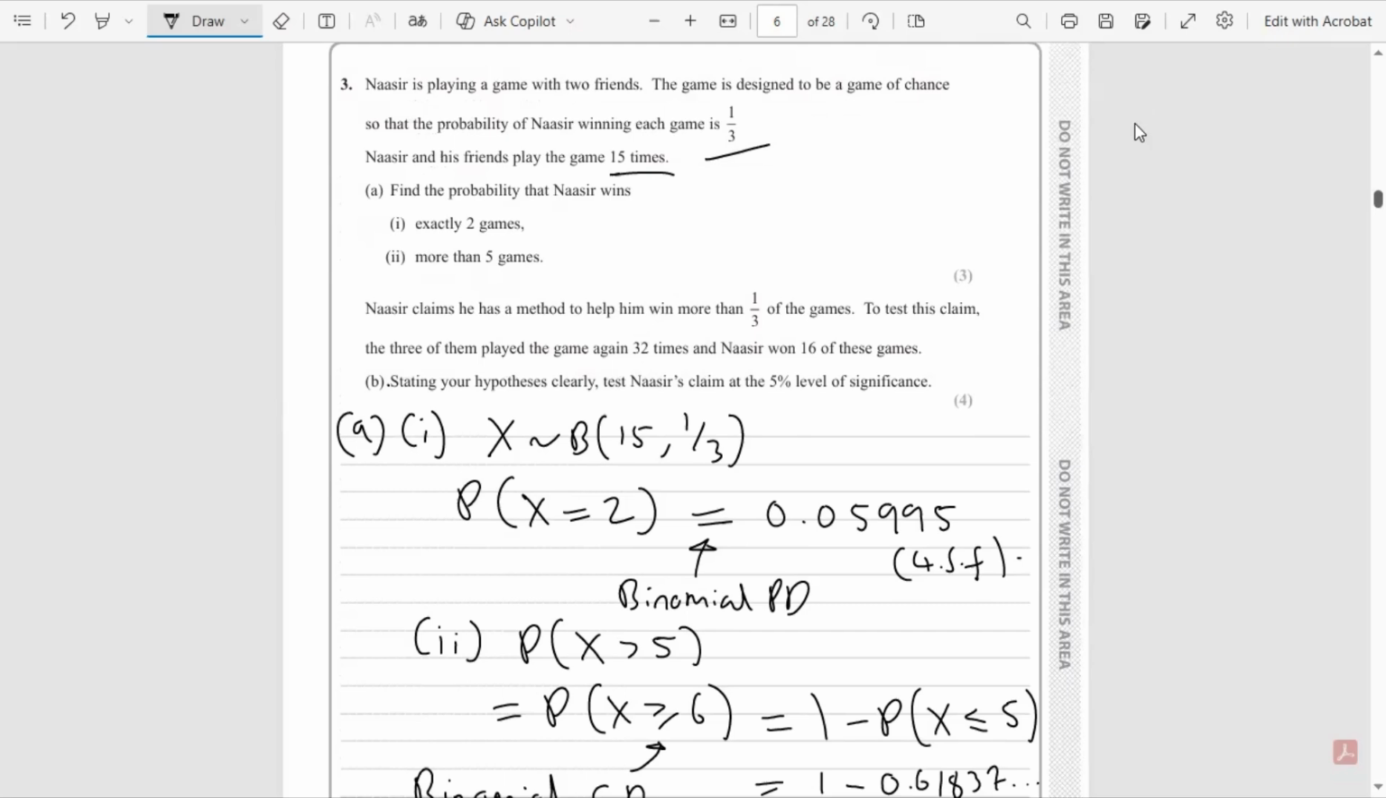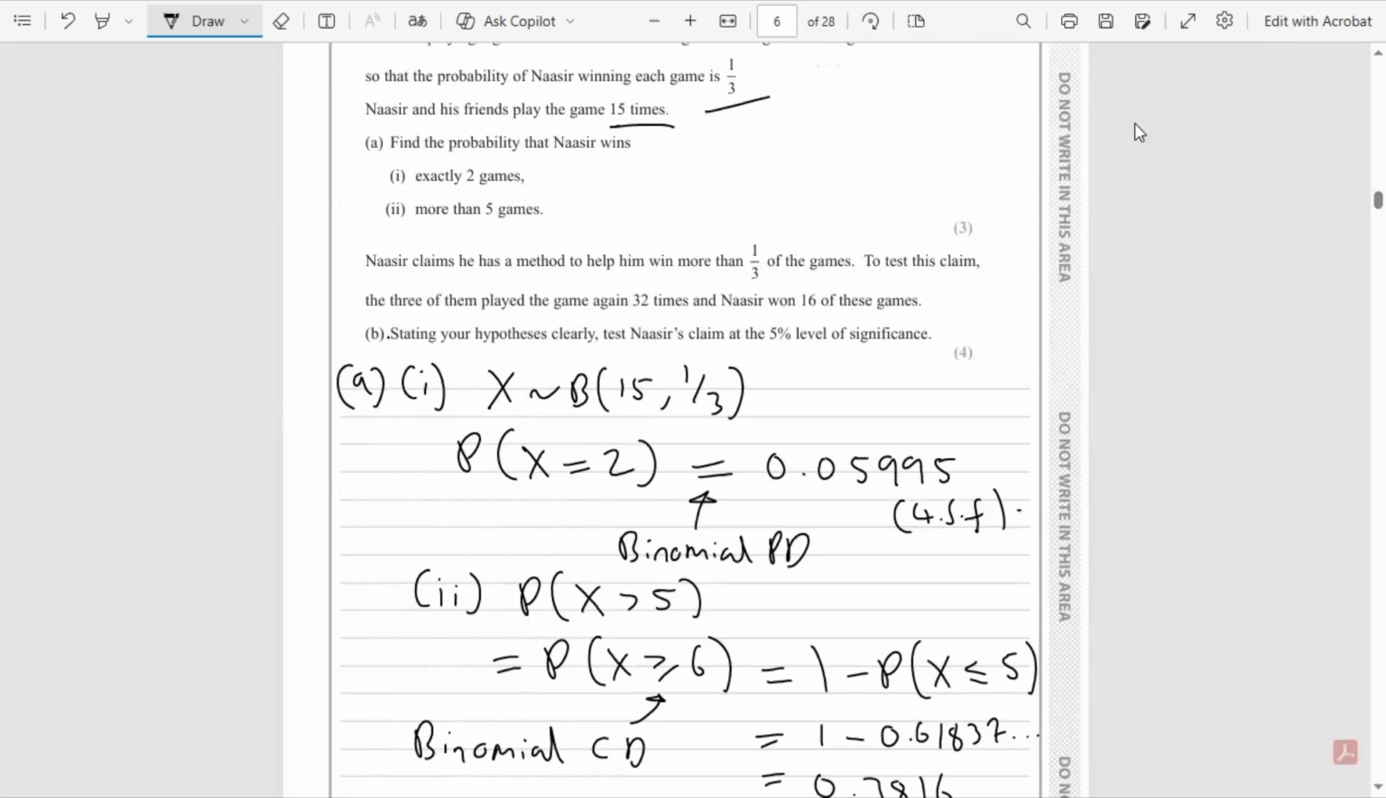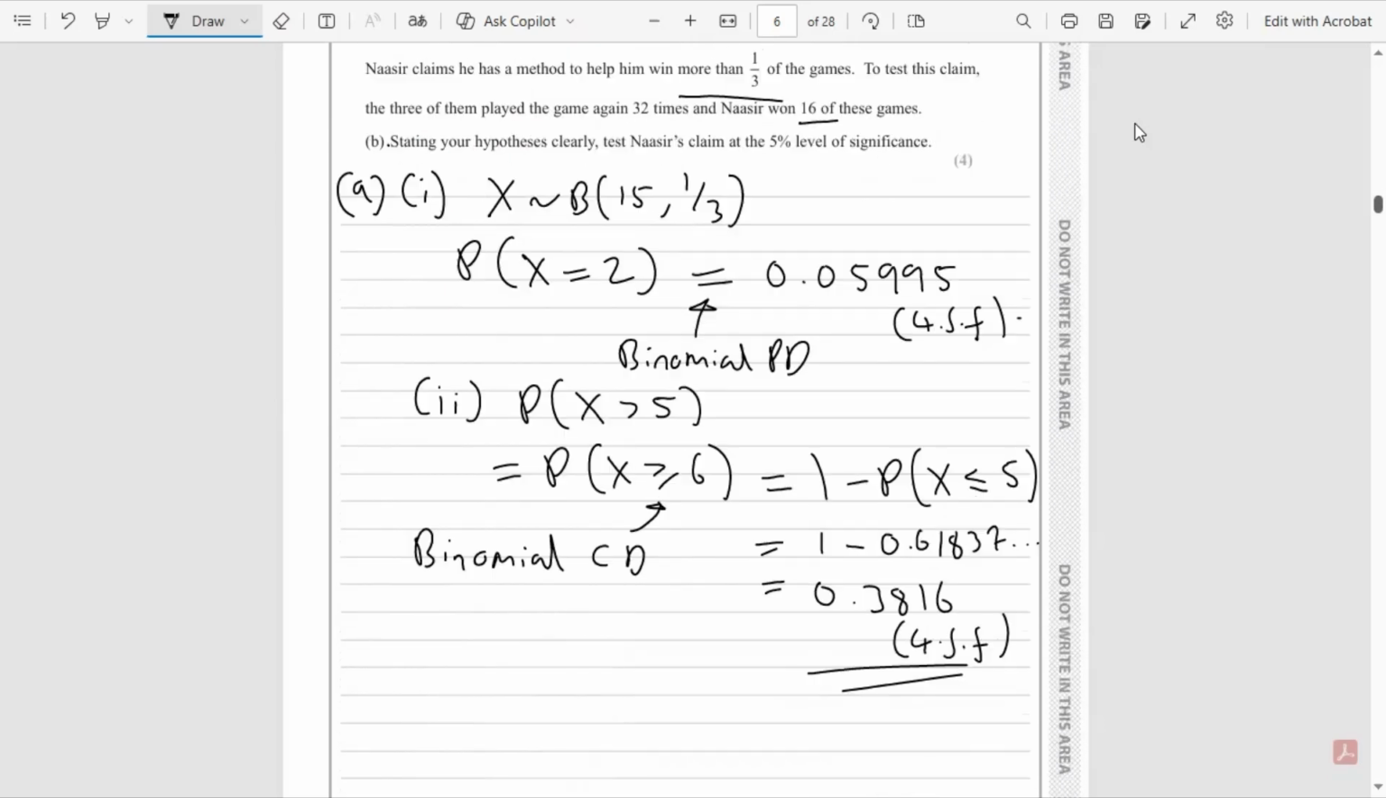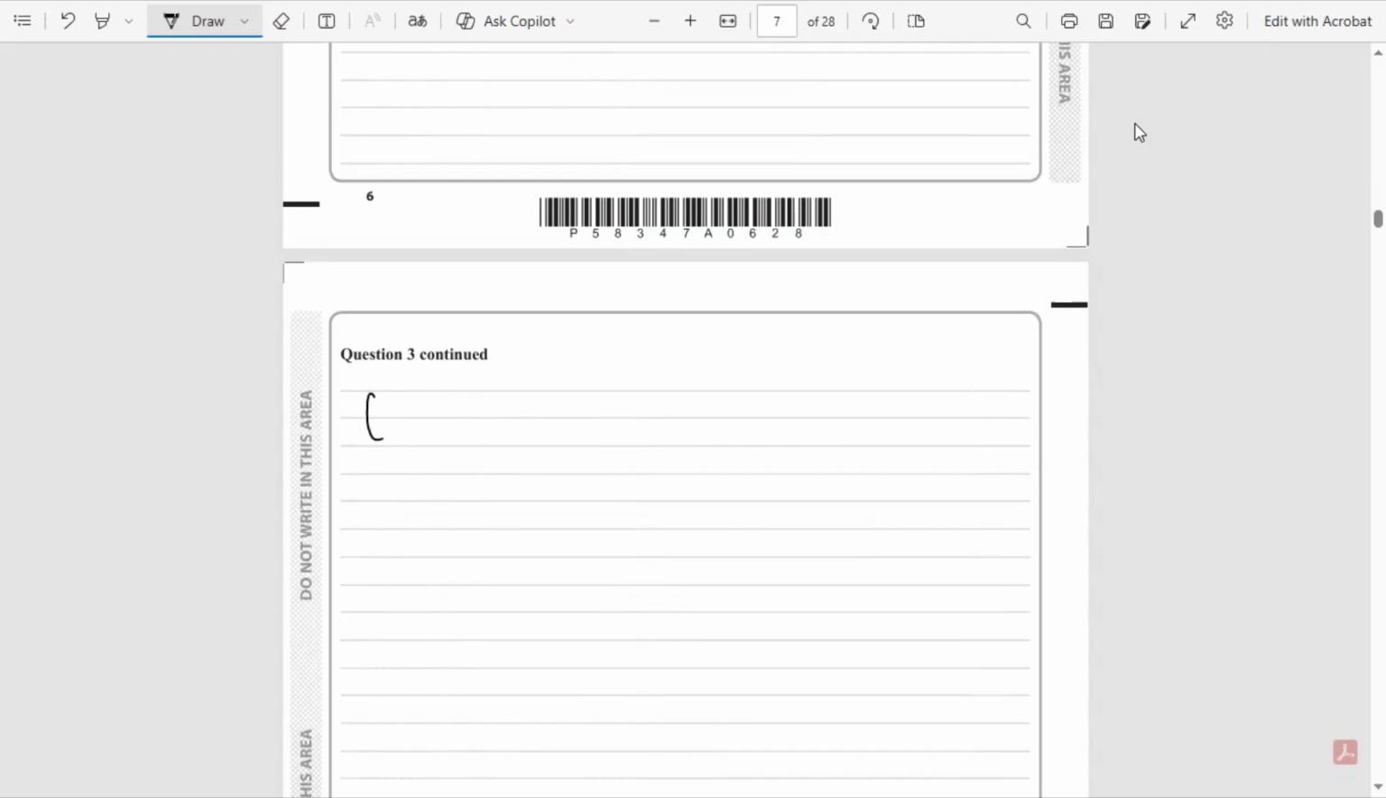Now let's go to part B. So now then, NASA claims he has a method to help him win more than 1/3 of the games. To test this claim, the three of them played the game 32 times and NASA won 16 of these games. Stating your hypotheses clearly, test NASA's claim at the 5% significance level. So of course, this is a hypothesis test. So let's just do this on the next slide here.